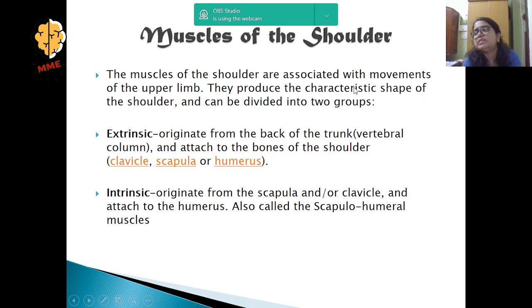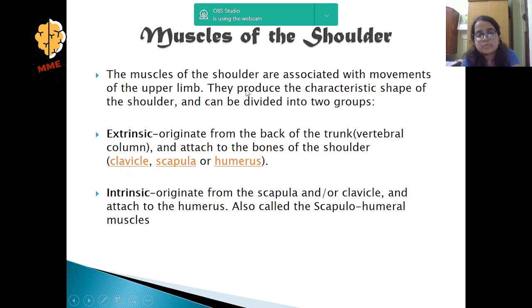Now we come to the muscles of the shoulder. The muscles of the shoulder are associated with movements of the upper limb. They produce the characteristic shape of the shoulder and can be divided into two groups, extrinsic and intrinsic.